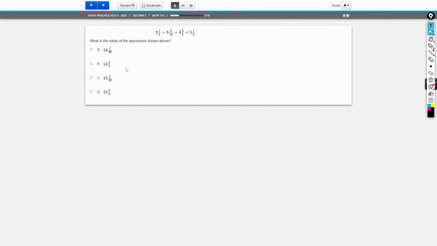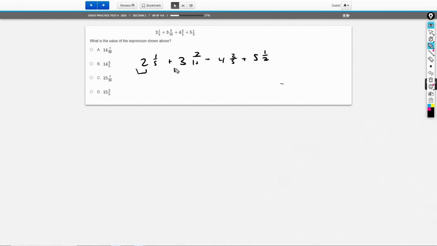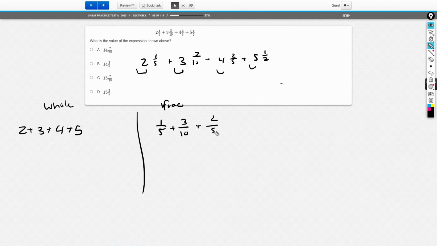Moving on. All right, what is the value of the expression shown above? So here I have 2 1/5 plus 3 3 over 10 plus 4 2/5 plus 5 1/2. In order to add all these together, what I like to do is set aside the whole numbers. So here I have 2, 3, 4, and 5. I'm adding all these mixed fractions together, so I have a whole section and a fraction section. I'm going to keep them separate. Here I have my whole numbers, 2 plus 3 plus 4 plus 5. And over here I have my fractions, 1/5 plus 3/10 plus 2/5 plus 1/2.